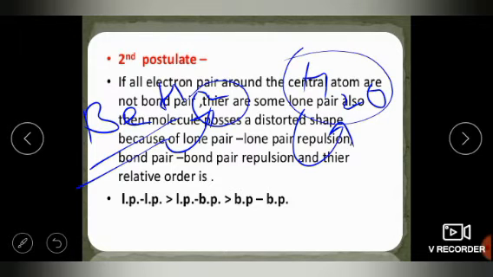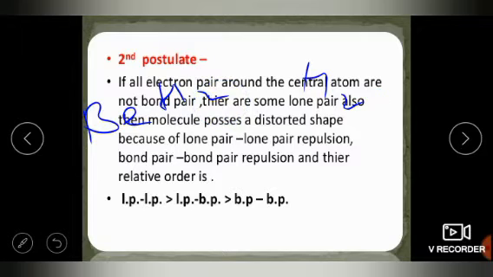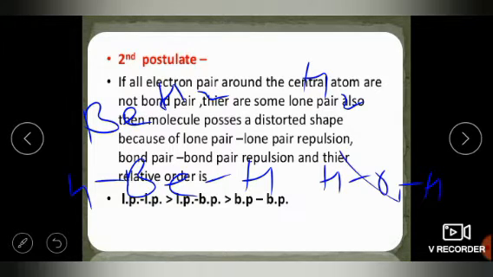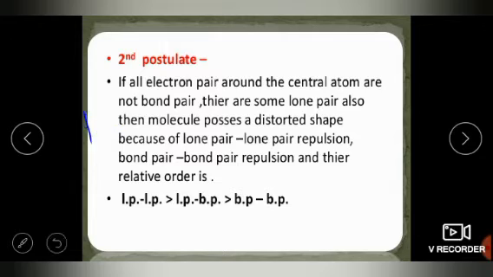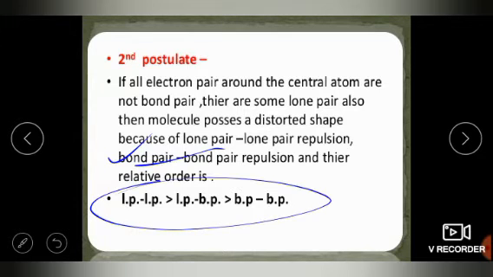By looking at these two, maximum students think there can be the same type of structure. I mean if BeH2 is linear, H2O is also linear. But no, H2O is not linear. Why? Because of the lone pairs there, whereas BeH2 has no lone pair. So when there is no lone pair, the shape will be linear. But where there is lone pair, the shape will change from linear to distorted. Because of lone pair repulsion and bond pair repulsion, there is a relative order that you know very well: lone pair-lone pair is more than lone pair-bond pair, then bond pair-bond pair.